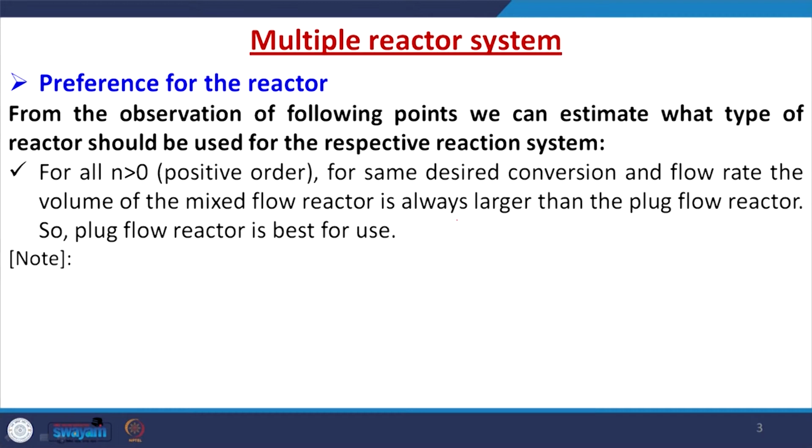Now, when we talk about the preference for the reactor, from the observation of different points, we can estimate what type of reactor should be used for the respective reaction system. If we take all n greater than 0, that means positive order, then for some desired conversion and flow rate, the volume of the mixed flow reactor is always larger than the plug flow reactor. So, we can say the plug flow reactor is best for use.